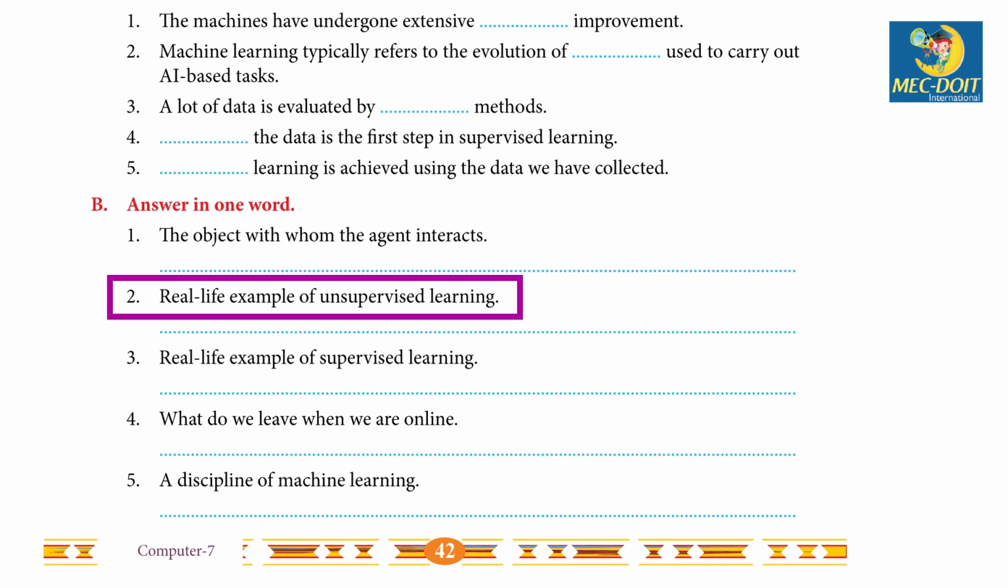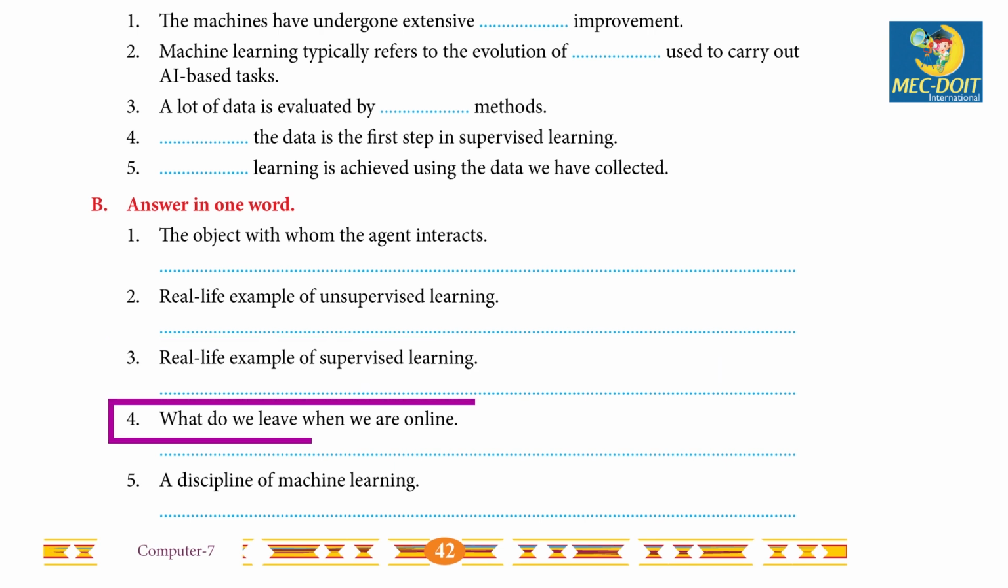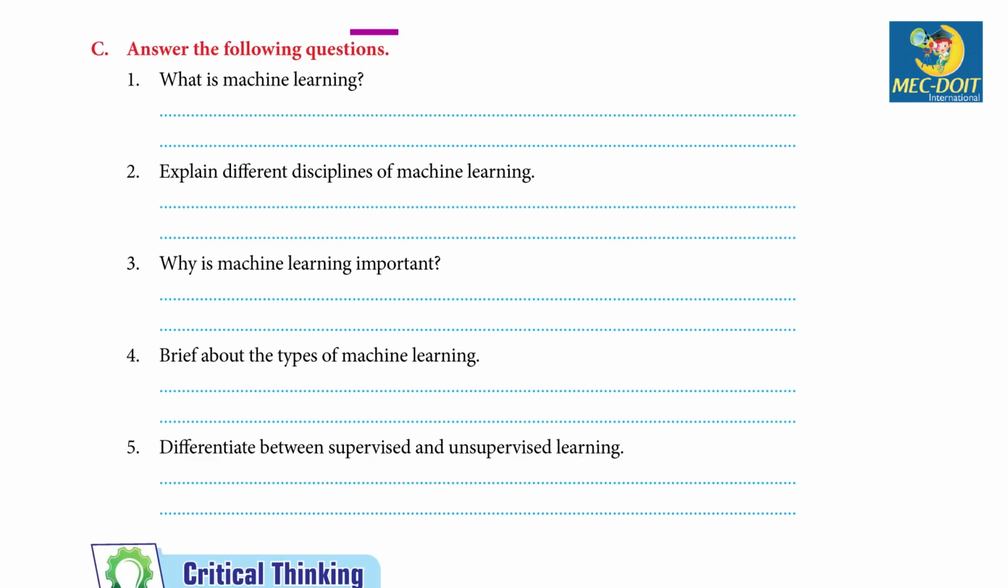2. Real life example of unsupervised learning. Answer: adaptation of an animal. 3. Real life example of supervised learning. Answer: pictures labeled in the computer. 4. What do we leave when we are online? Answer: digital footprint. 5. A discipline of machine learning. Answer: statistics.